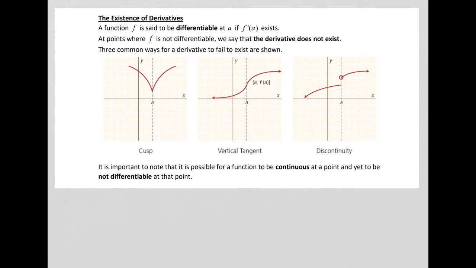The second graph is this one here. As you can see, the tangent line at this point will be a vertical line again. That means the slope of the vertical line is undefined. Therefore, we say the function is not differentiable at x equals a, and the cause of this is because you have a vertical tangent again. The last graph, we say the function is not differentiable at x equals a because there is a discontinuity.